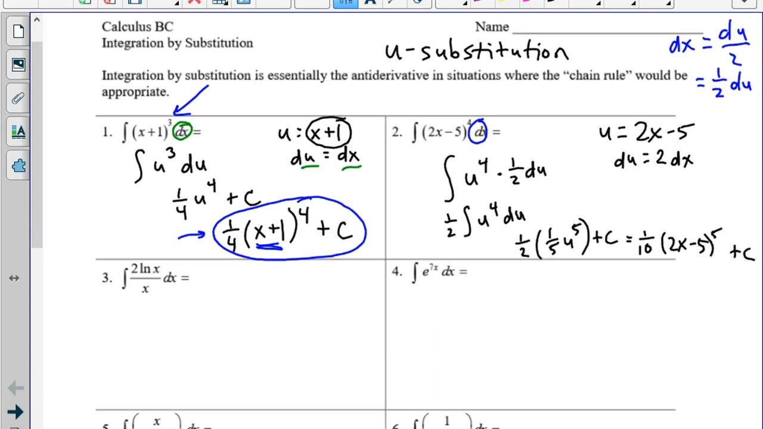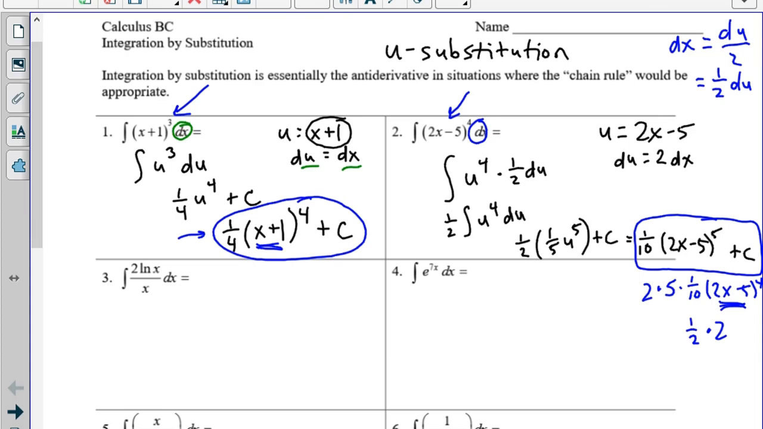Notice if I took the derivative of this, the c would go away, and then I would have 5 times 1/10 (2x minus 5) to the 4th. Notice 5 times 1/10 is 1/2. And then remember that I have to do the chain rule, so times 2. So all of those constants would end up going away, and we'd get what we started with back.